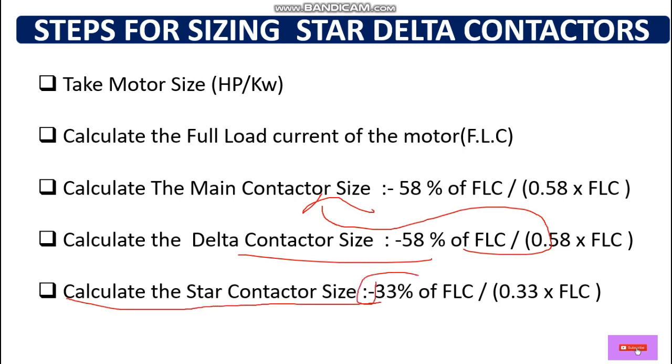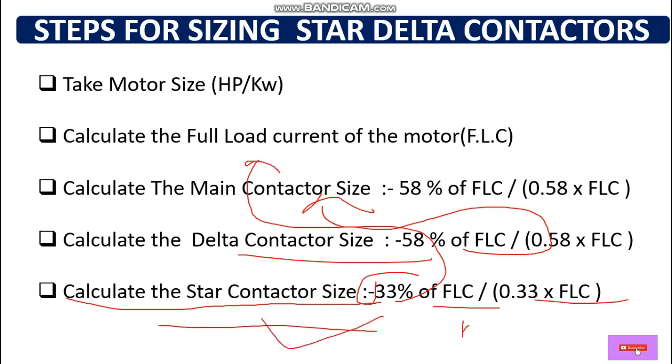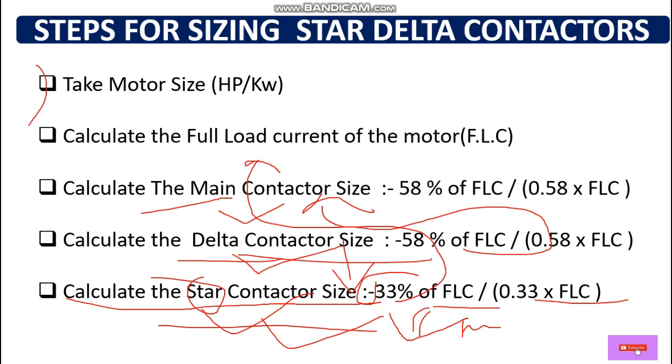In a star connection, the current is reduced when the motor is operating in star. That's why the contactor size of the star is smaller than the main and delta contactor. Okay, so now let's follow these steps to calculate the sizes.